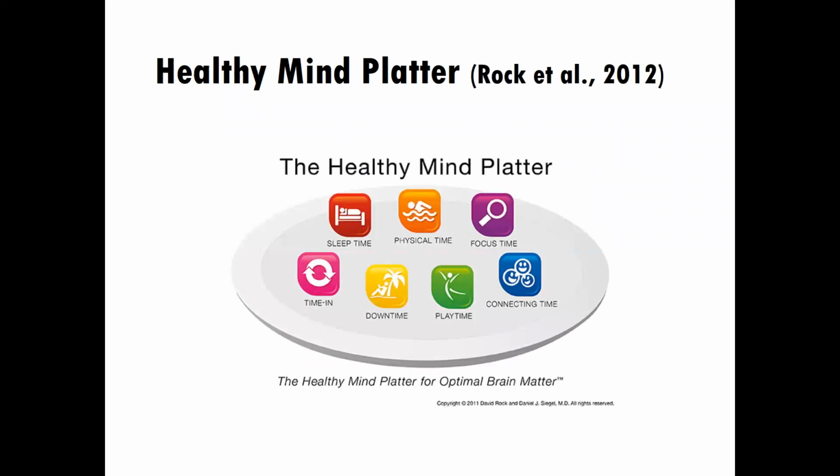This is an example of a wellness model that actually comes from neuroscience that we'll be learning about. This is from Dan Siegel and team, and is called the Healthy Mind Platter. The Healthy Mind Platter has a lot in common with existing wellness models that didn't have a neuroscience emphasis or basis. And so we'll be comparing and contrasting this model with existing wellness models, for example, of Myers and Sweeney.